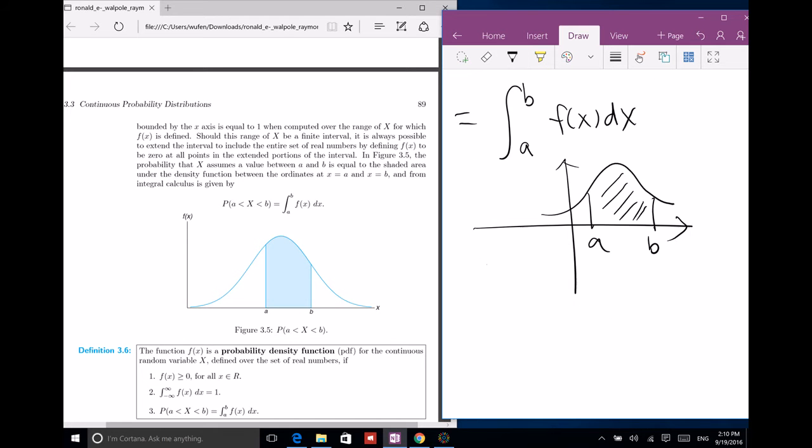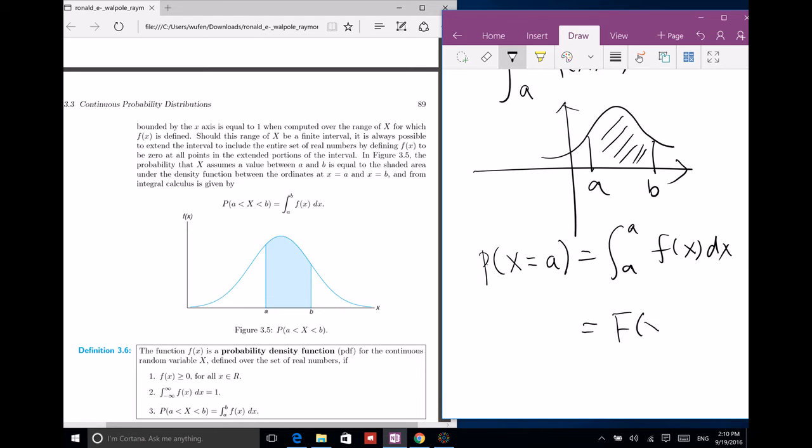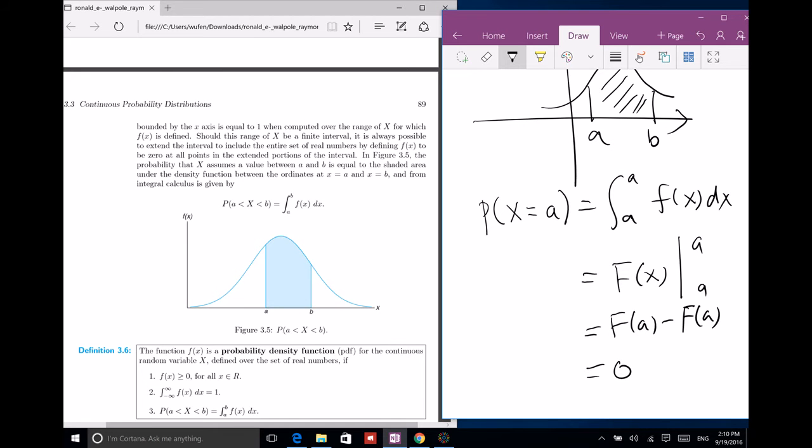But if you ask what is the probability of x equals A, at one point, this is going to be from A to A. You take the antiderivative, a big F(x), and plug A into A, and it's going to be F(a) minus F(a), which is 0. So for a continuous function at a particular point, the probability is 0. If you're talking about probability, it's going to be a range. For one point, it's 0.